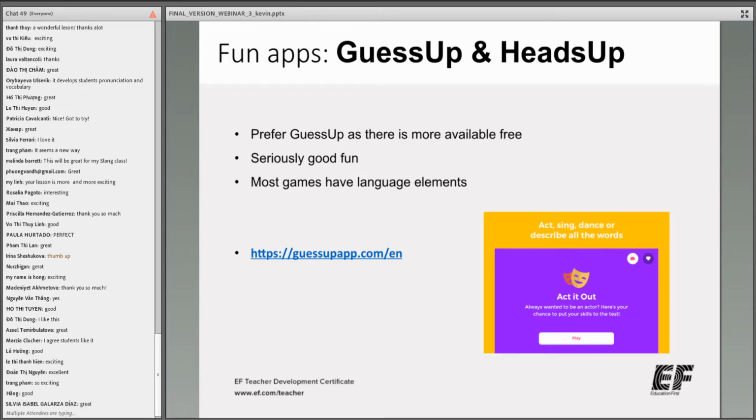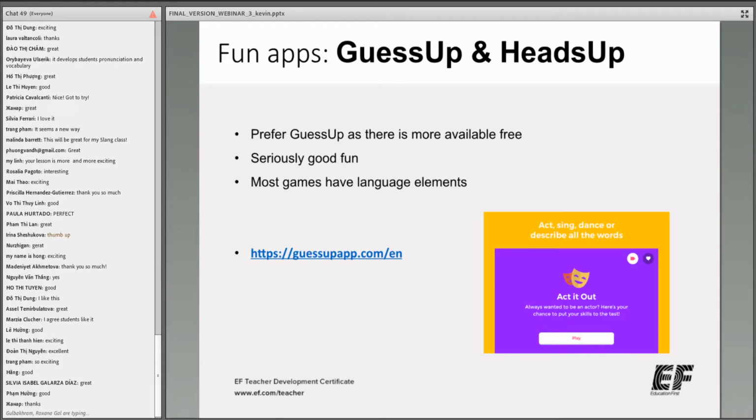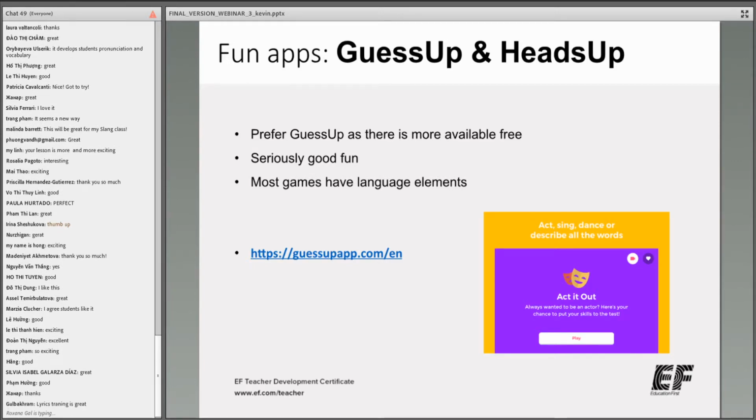One other application that students can use either on their own or you can use in the classroom is called Guess Up and Heads Up. If I had to choose, I would go with Guess Up, and you have the website link over there. So it's guessupapp.com.